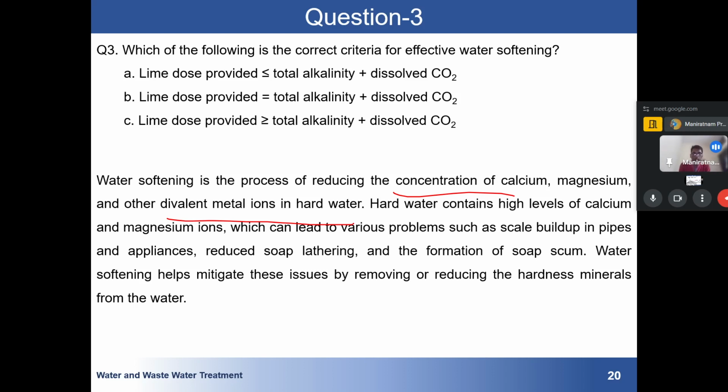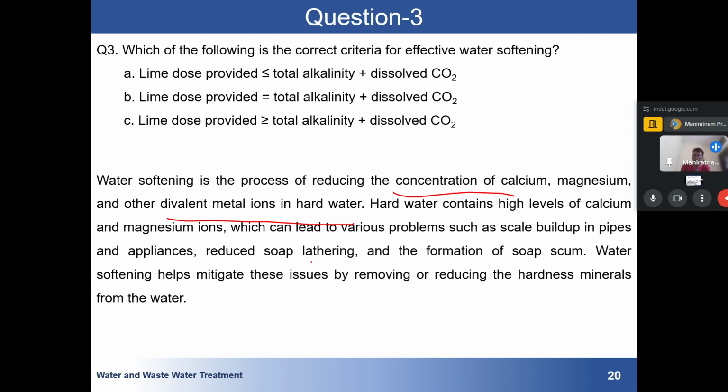Okay, so how can hardness be removed? If you remove calcium, magnesium or other divalent metal ions, you can remove the hardness from the system. Hard water contains a high amount of calcium and magnesium, which can lead to various problems such as scale building in pipes and appliances, reduced soap lathering and formation of soap scum. Water softening mitigates this issue by removal.